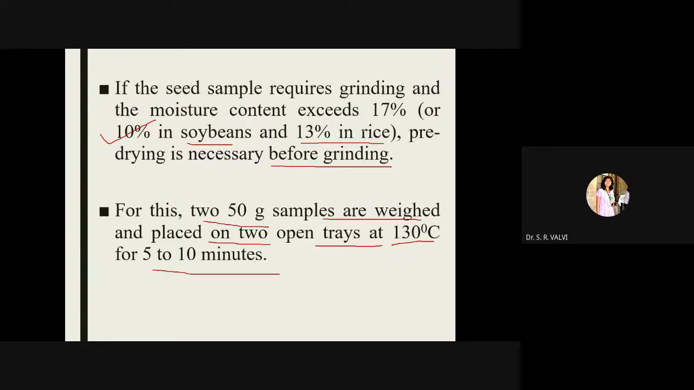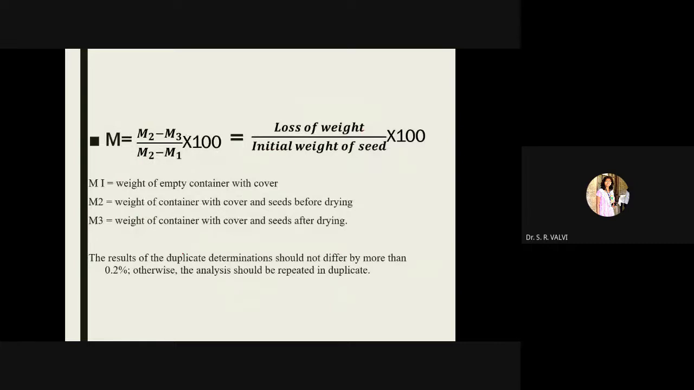And you can see the previous formula is here: m2 minus m3 divided by m2 minus m1 into 100, right? This formula is applied to the seeds that are directly transferred to the moisture containers, right? So these seeds are not dried, not ground, not broken into smaller pieces, right? The seeds are kept as they are in the moisture container to determine the moisture. For those seeds we use this formula, that is m2 minus m3 divided by m2 minus m1 into 100.